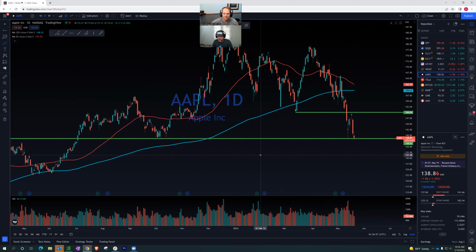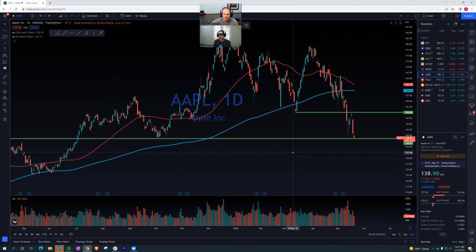If it closes below the 138 level, we're going to trim some more for our clients, and I might look to short it personally. But it's not because Apple's a bad company. It's because the market is in a really bad spot and it's not getting out of that spot anytime soon, as we found out from the Federal Reserve chair just the other day. So there's just nothing to be bullish about here.